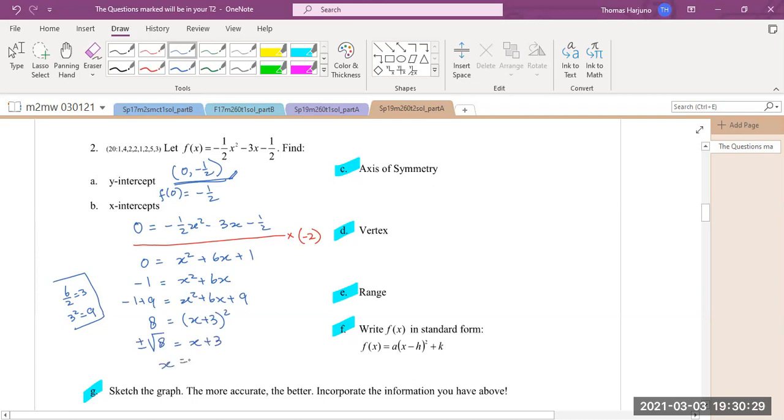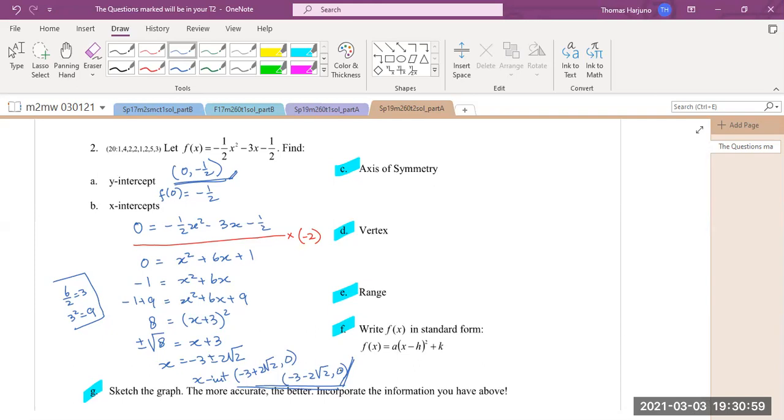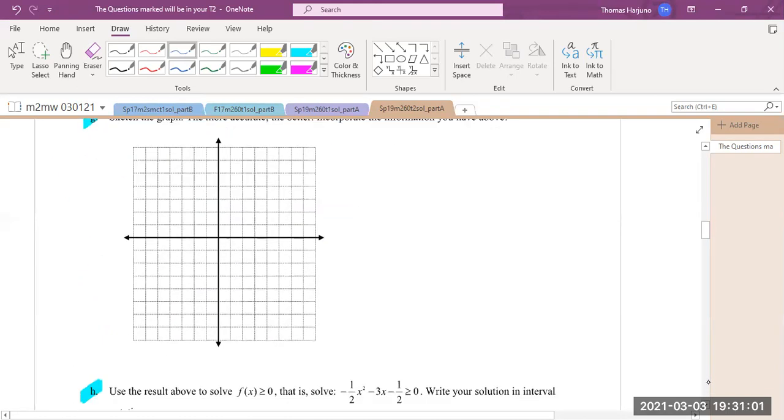So x equals -3 plus or minus 2 radical 2. Therefore, the x-intercepts are (-3 plus 2 radical 2, 0) and (-3 minus 2 radical 2, 0). Okay, that's for number 2, A and B, x-intercept and y-intercept. I think that's all we can do at this point.